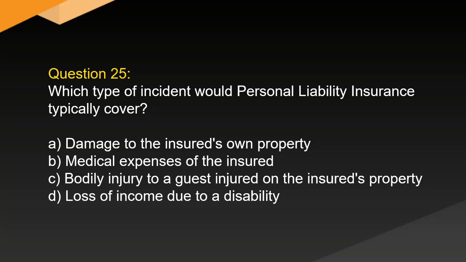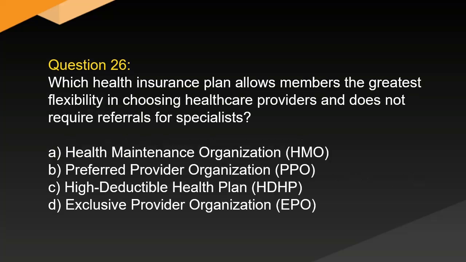Question 25. Which type of incident would personal liability insurance typically cover? A. Damage to the insured's own property. B. Medical expenses of the insured. C. Bodily injury to a guest injured on the insured's property. D. Loss of income due to a disability.